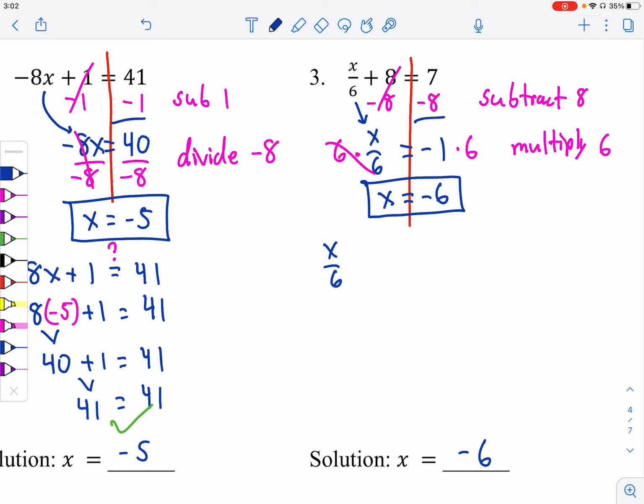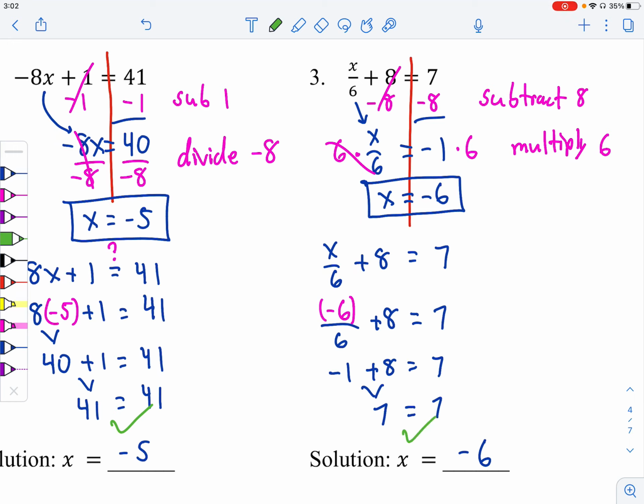So x over 6 plus 8 equals 7. So when you substitute x, we have -6 over 6 plus 8. -6 over 6, divide that, you get -1. Plus 8 is +7. So this is true. So that works. We checked our answer. So your solution is -6.